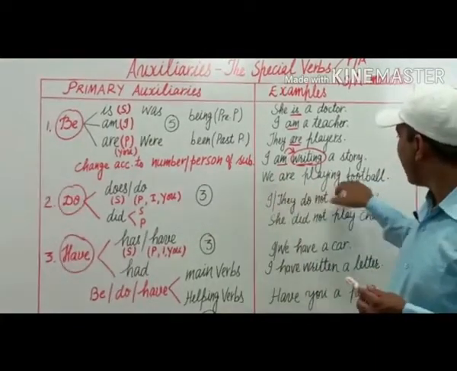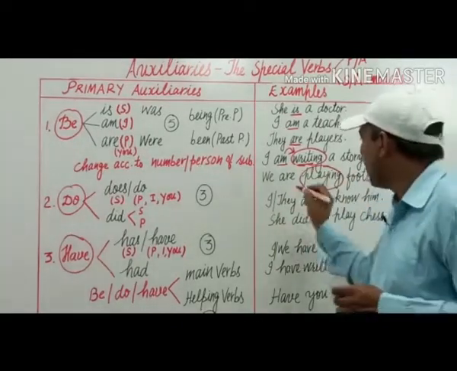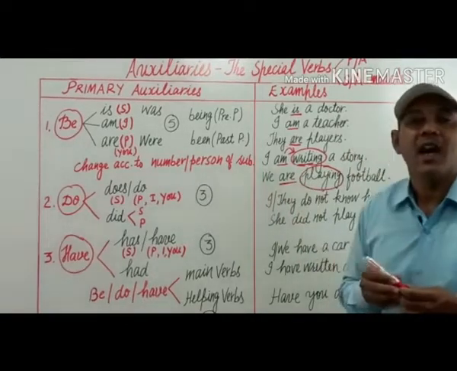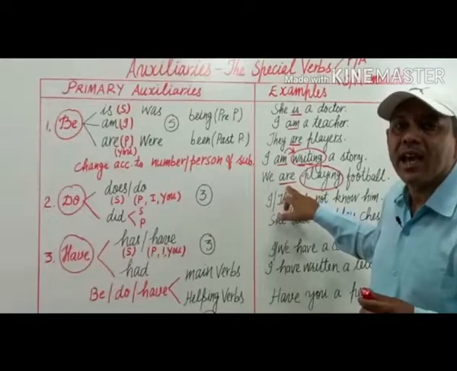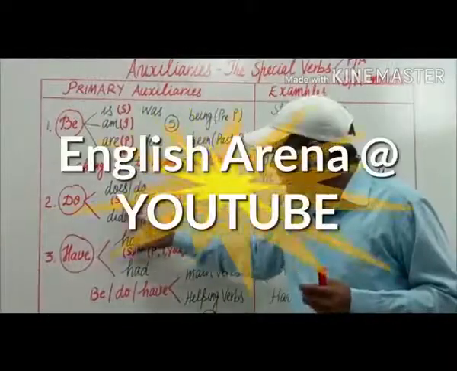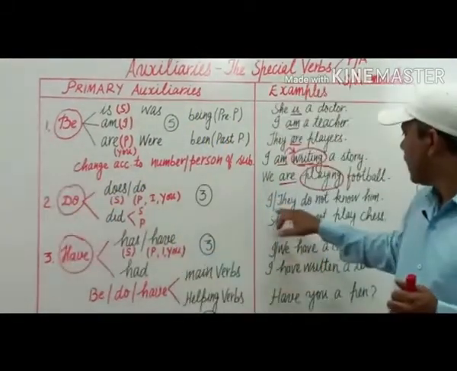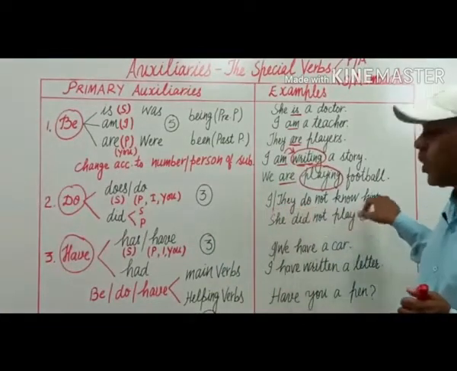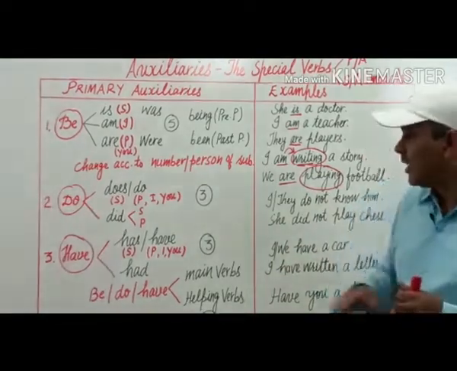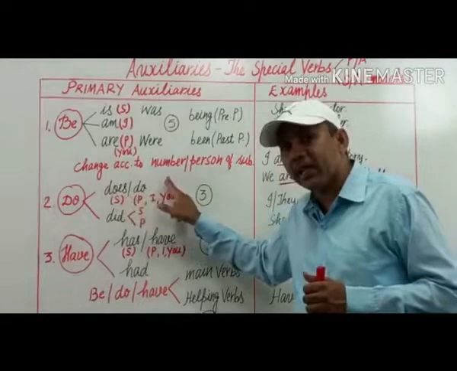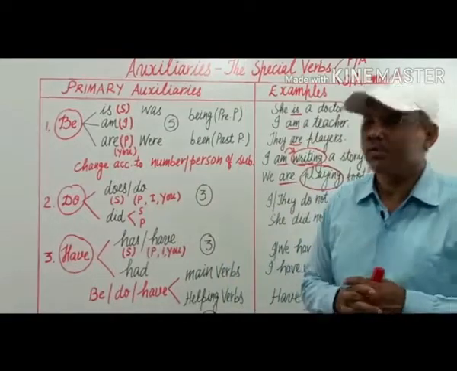Next sentence, we are playing football. Here, the word playing is acting as the main verb and this is acting as a helping verb. This is a primary auxiliary acting as a helping verb. Now, let us take examples of forms of do, does and did. I or they do not know him. Negative sentence of simple present tense. These does and do are used to make sentences of simple present tense into negative and interrogative.